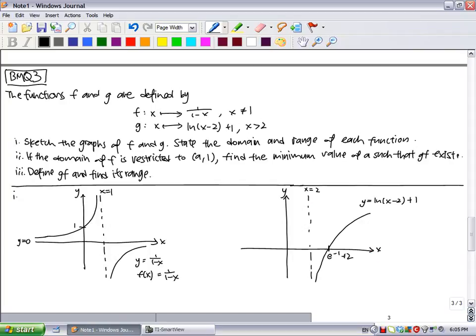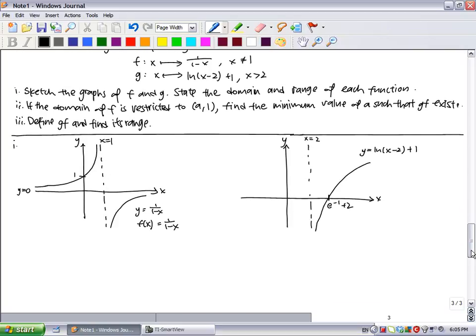So this should be fairly easy to draw, especially if they have a GC. You are also supposed to state the domain and the range of each function. Once you have drawn the graphs, stating them should be quite easy. For the first one, the domain is the set of real numbers excluding 1, and the range is the set of real numbers excluding 0, because you don't have y equals 0.